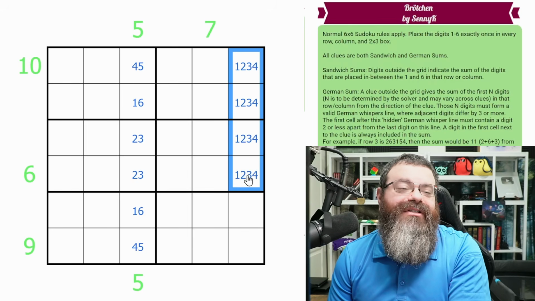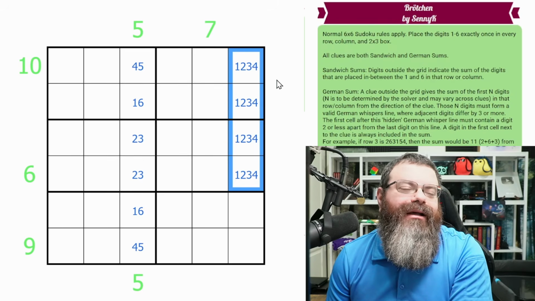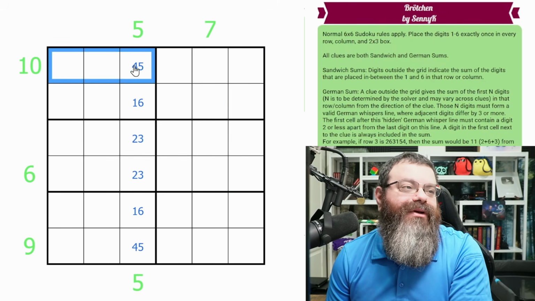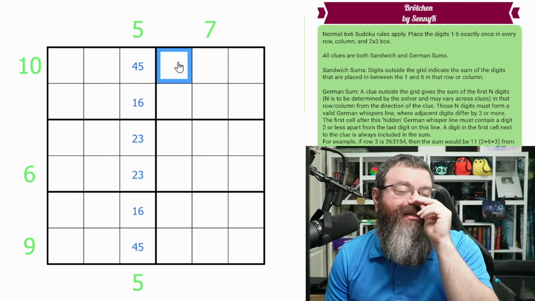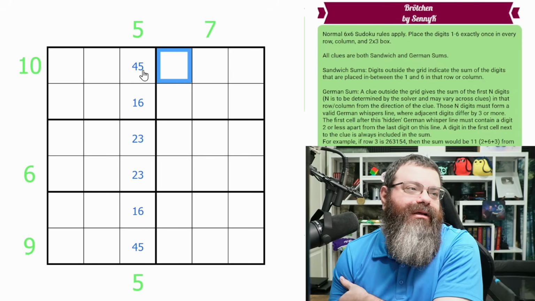And so 4 digits with 1, 2, 3, 4, there's only 1 high digit, but we need 2 high digits for 4 cells in order to do every other. So that's not going to work. And so we're going to do 10 and 3, which means that this cell needs to be within 2 of the 4, 5.